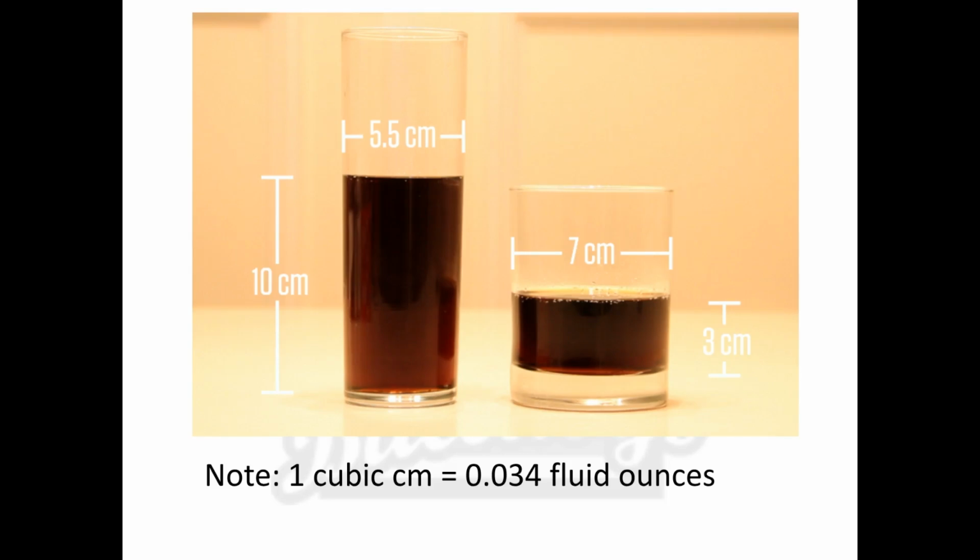Also notice at the bottom there, they're giving you another little piece of information. They're saying that 1 cubic centimeter is equal to 0.034 fluid ounces. You might want to write that down on your worksheet because we're talking about volume of this soda. They told us originally that the can of soda was 12 total ounces.